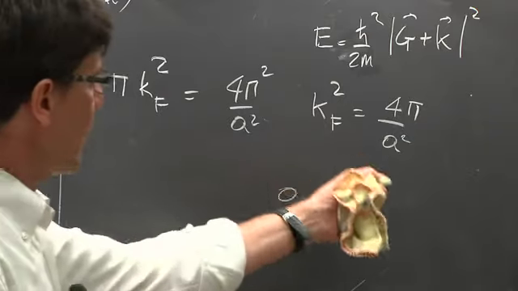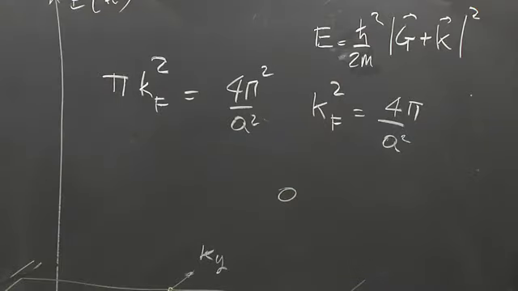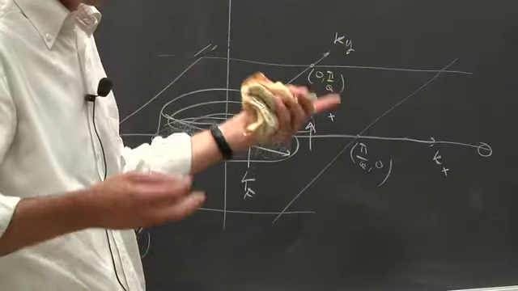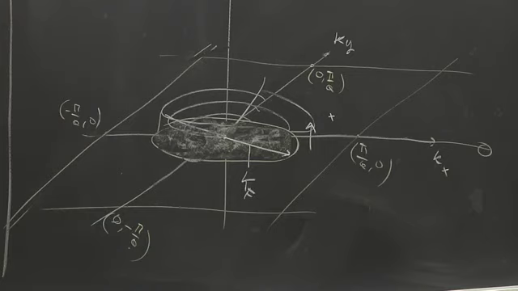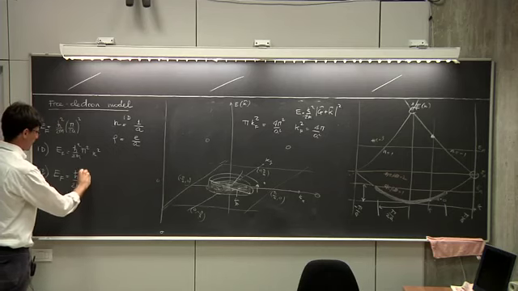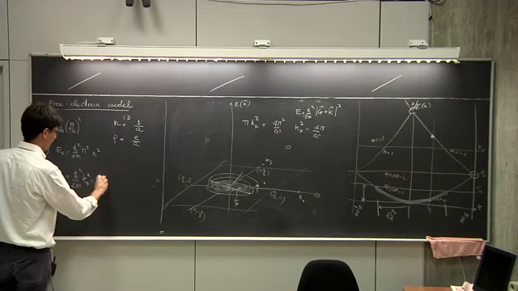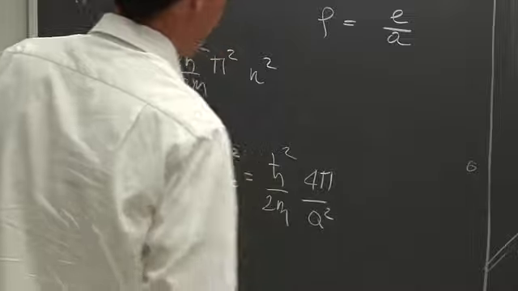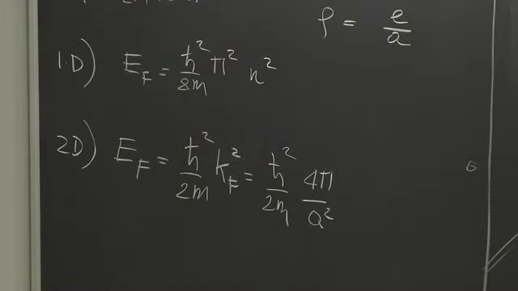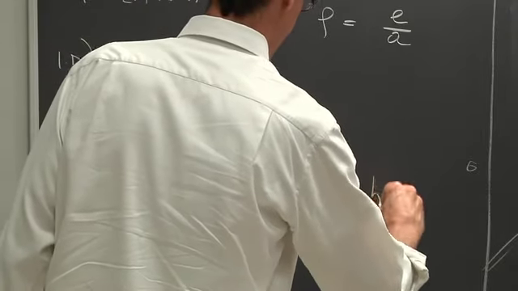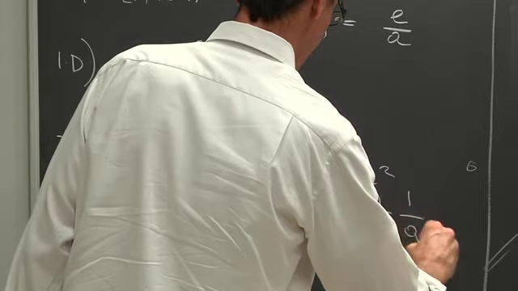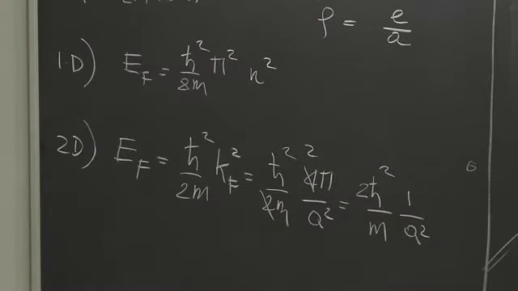Why do I keep Kf squared? I don't even take the square root. Because when I want to calculate the height of the parabola at that point, from the ground, from the bottom, I just need k squared, right? It's h bar squared over 2m Kf squared. So in 2 dimensions, the Fermi energy is h bar squared over 2m Kf squared, or h bar squared over 2m times 4 pi over a squared. There's a pi.